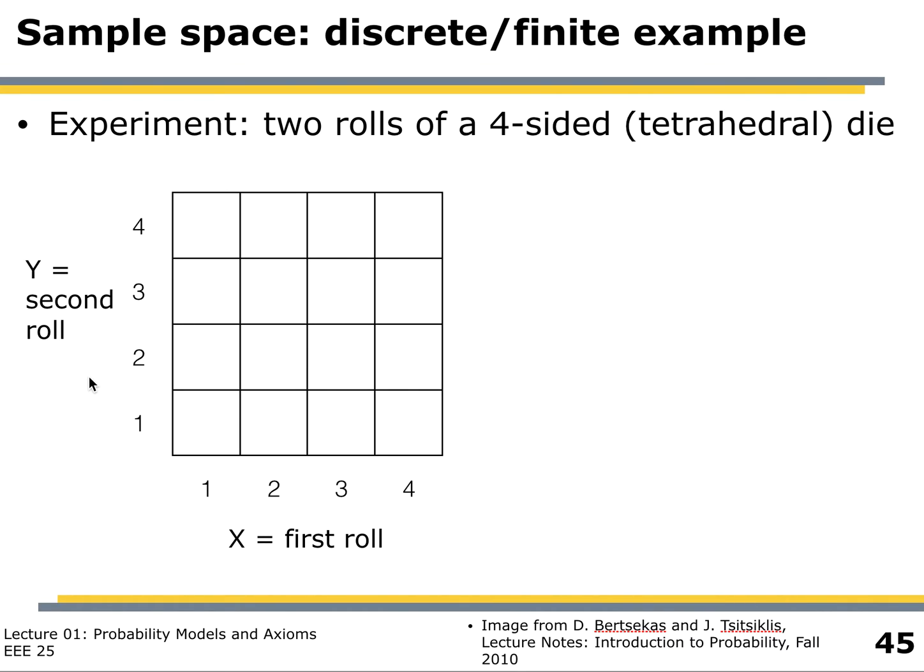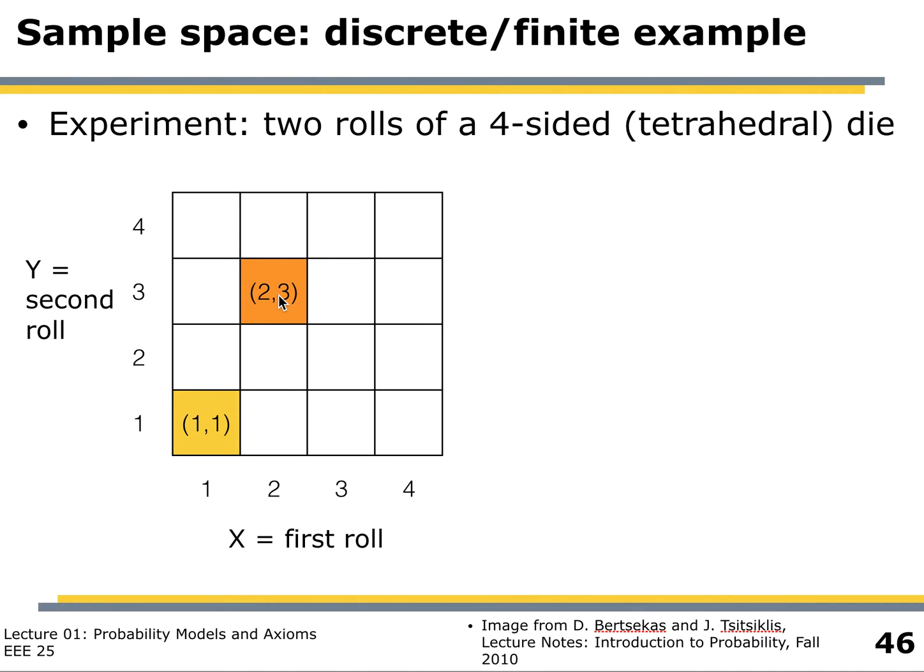So in the event wherein I rolled the die and I get 1 in both instances, then that possible outcome is just this ordered pair right here, 1 comma 1. If I roll the die twice and I instead get a 2 on the first try and then a 3 on the second try, then that would be represented by this outcome right here.